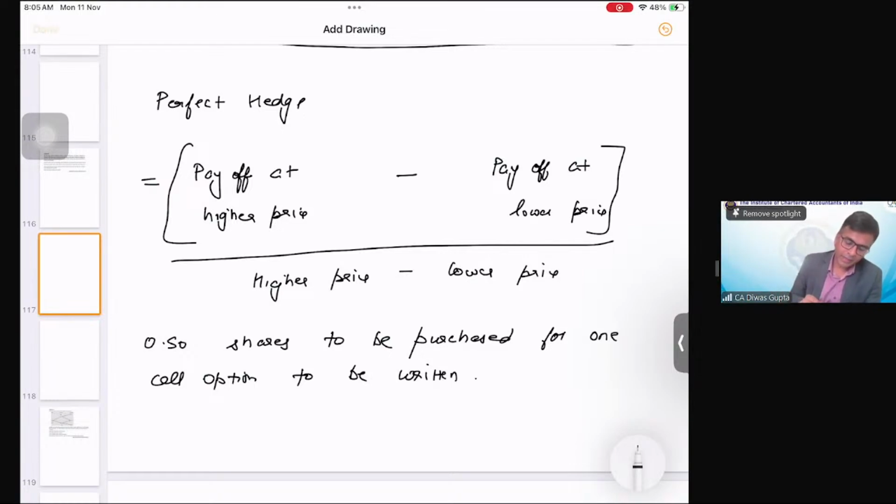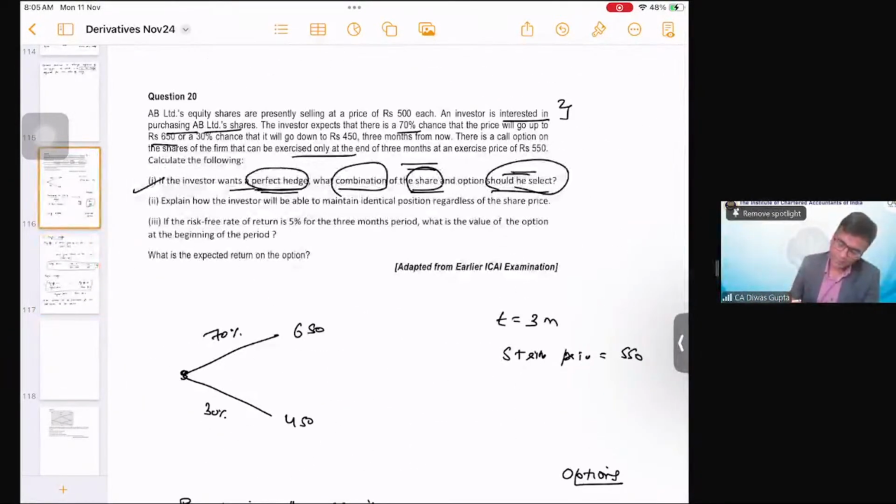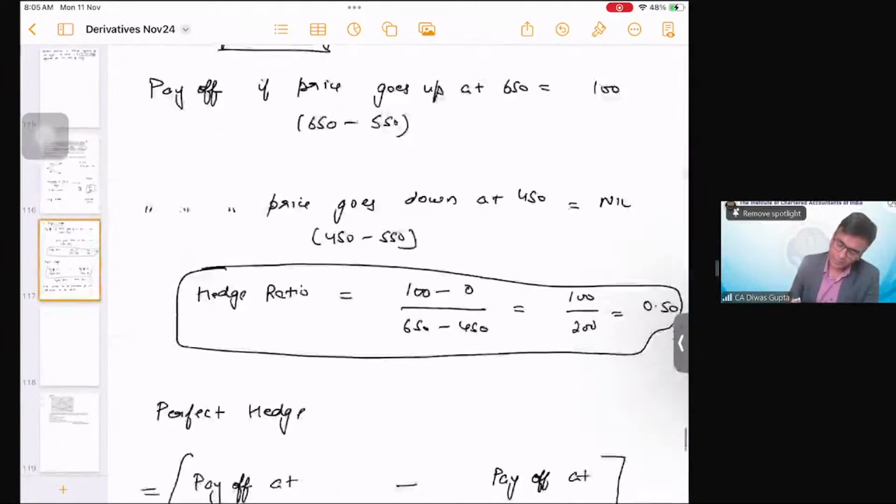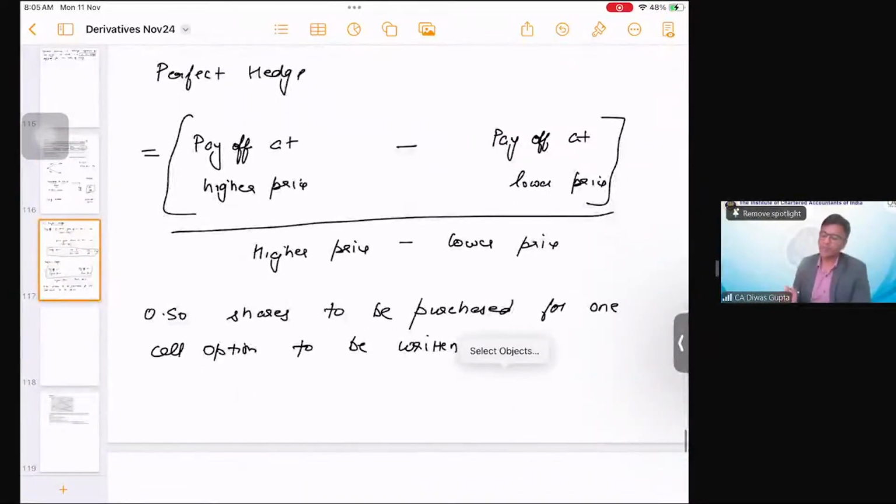So the first part is clear, students. So this is the perfect hedge. For 0.5 shares, one call option can be written.